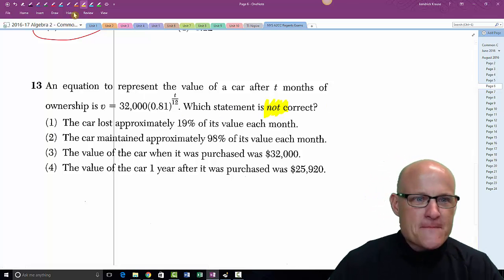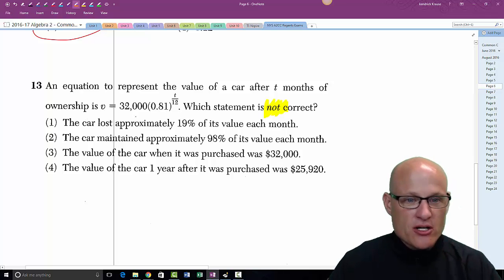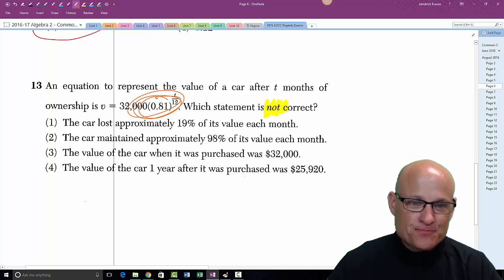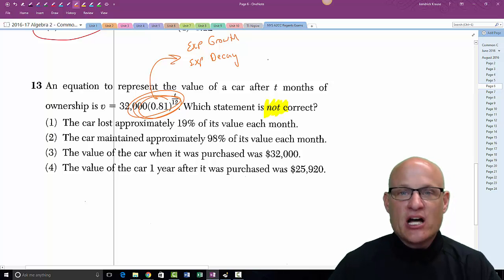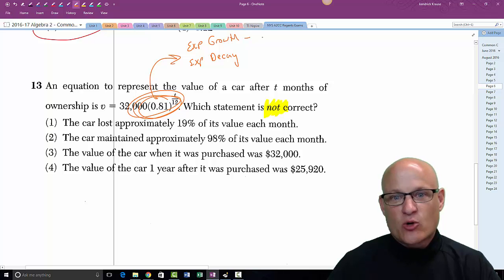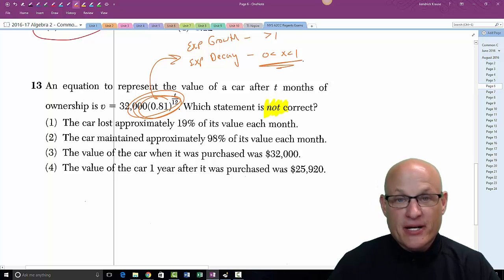Let's just keep going. Anyway, so there's that button. Which one is not correct? So the car, so notice this thing right here. This is going to tell us whether or not we have exponential growth or exponential decay. Now you need to be a discerning student and go, okay, growth means it's greater than 1. Decay means it's between 0 and 1. Basically a fraction less than 1, but bigger than 0. Shouldn't be negative as far as growth and decay goes.